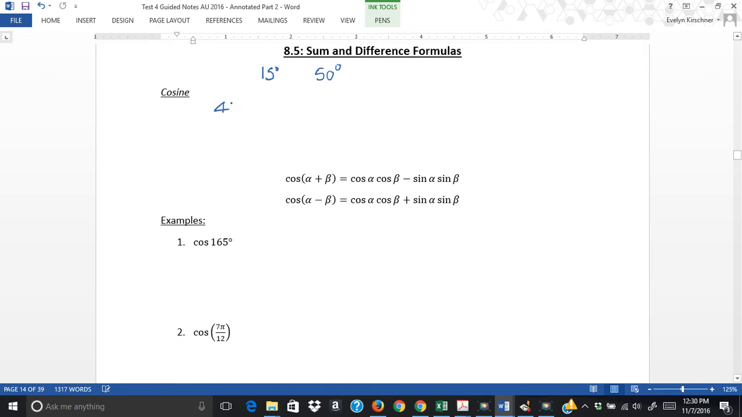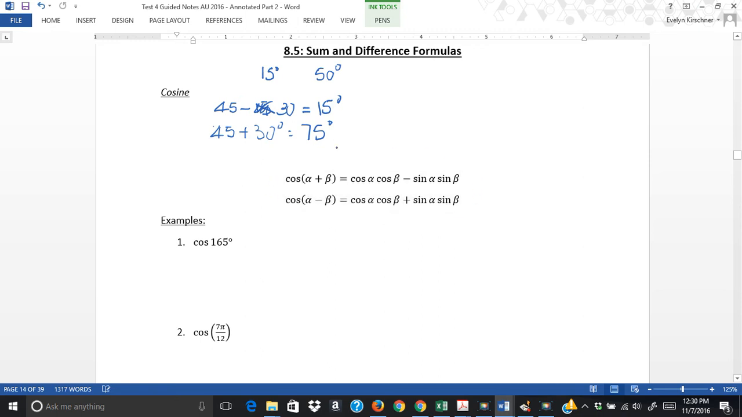Well, that's the same as 45 minus 30, and that equals 15 degrees. So now I have my 15 degrees. Or let's say I had 45 plus 30 degrees. That would give me 75 degrees. So I can add or subtract angles, and then I can find the cosine or sine or tangent.